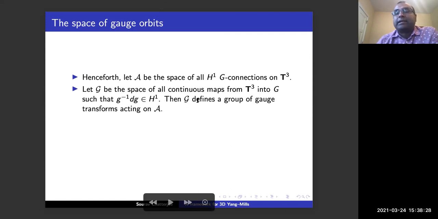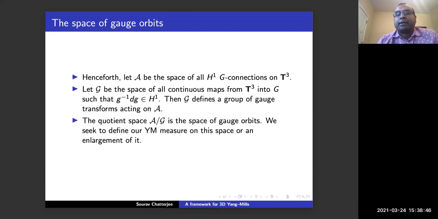You can show it's a group of gauge transforms. It's actually a group, and it acts on A. It sends elements of A to elements of A. This definition is not ours. It comes from the theory of Uhlenbeck compactness, so this is a standard thing. The quotient space is the space of gauge orbits, and we seek to define a Yang-Mills measure on the space or an enlargement of it. So you want to define distributional versions of elements of this quotient space.